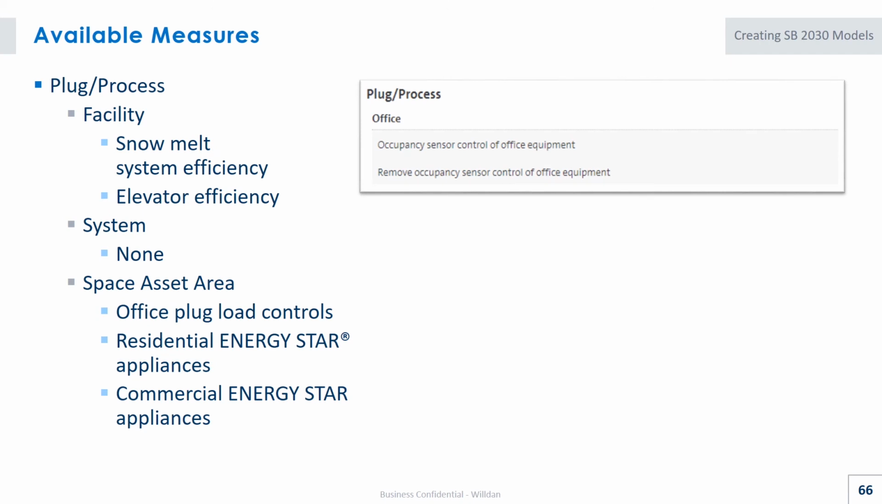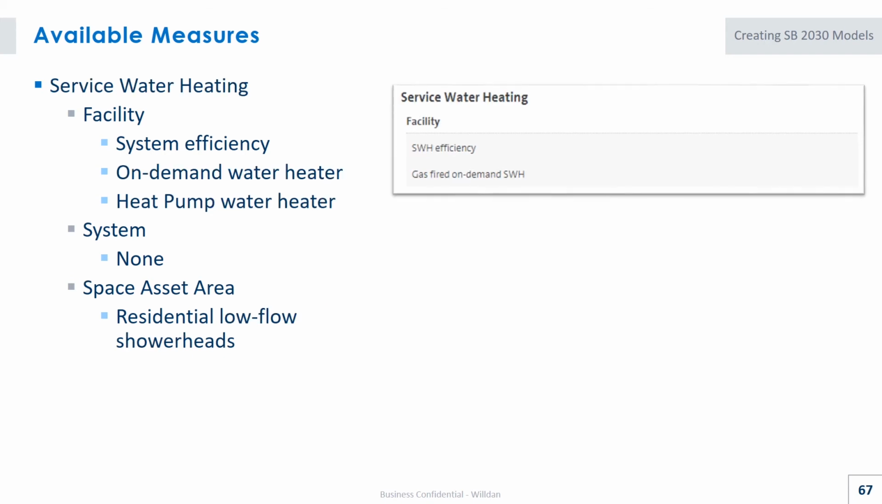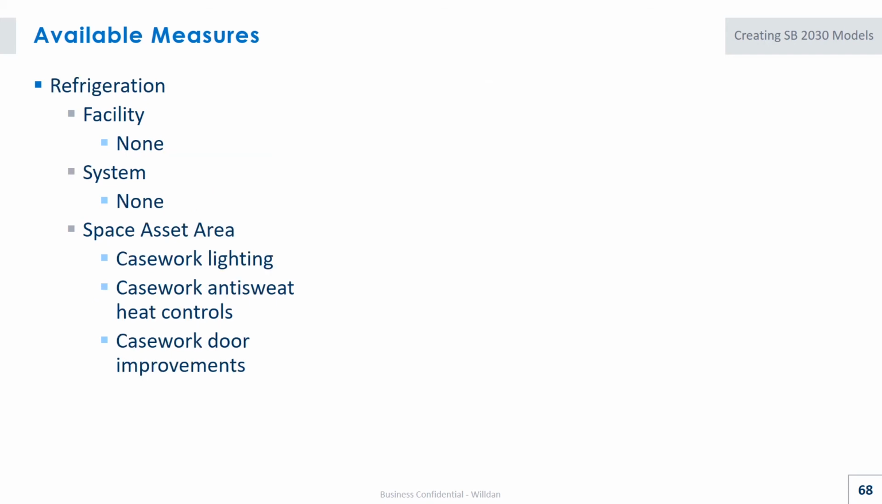For plug and process loads, snow melt and elevator are both at the facility level, and plug load and Energy Star appliances for residential and commercial are at the space asset area level. For service hot water, you have system efficiency, whether it is an on-demand system, so a tankless system, and if you have a heat pump water heater, at the facility level. And for the space asset area level, residential low-flow shower heads is the strategy we have. And then refrigeration is all at the space asset area level.